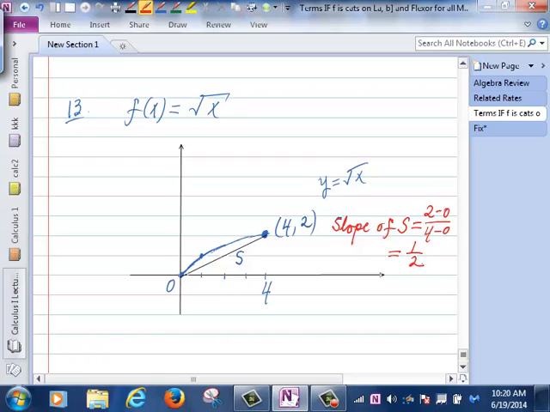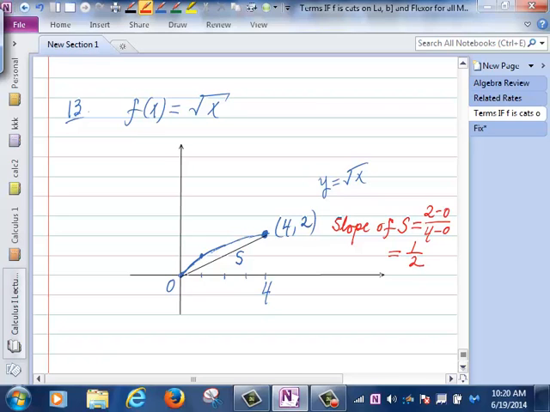Okay. And the mean value theorem says that this slope is the same as the slope of the tangent at some point here. So the slope of this line is the same as the slope of some tangent line here. That's what it says, because the slope of S represents the average rate of change over this interval. And when we look at the slope of a tangent here, that's an instantaneous rate. The slope of a tangent is an instantaneous rate. The slope of S is the average rate.